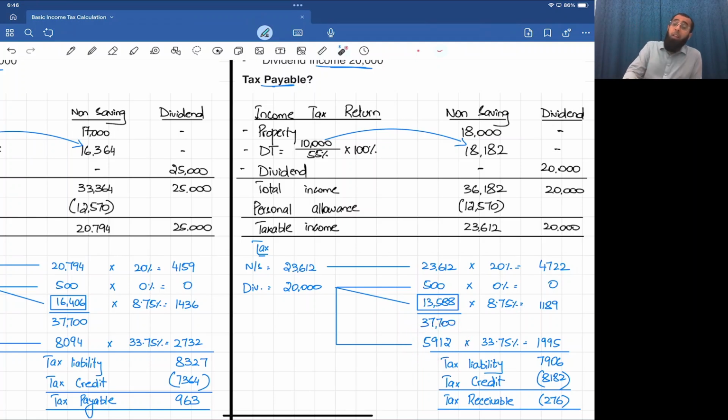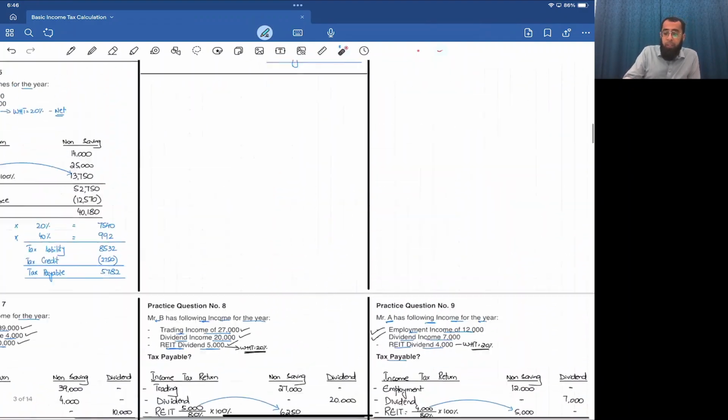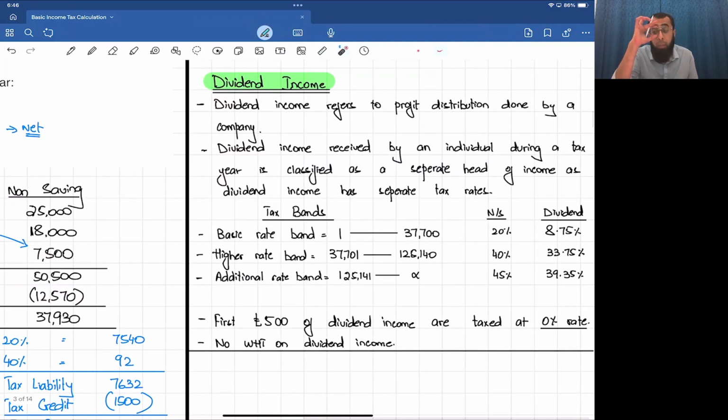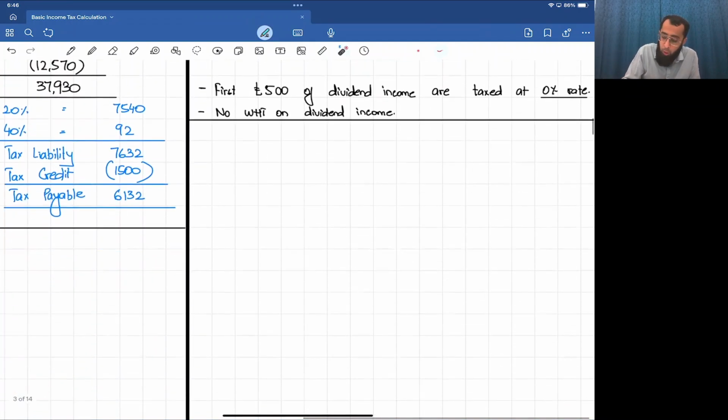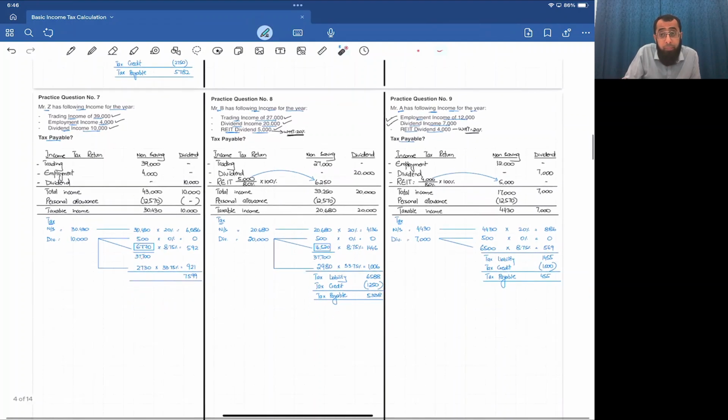So if I sum up today's class, we started our discussion with the dividend income, that the profit distributions received from the company are taxed as dividend income. It's a separate head. We looked at the rates of tax for the dividend income. First 500 pounds are always taxed at 0%. We talked on that. And on dividend income, there is no withholding tax. We applied this in 3 practice questions for the dividend income.